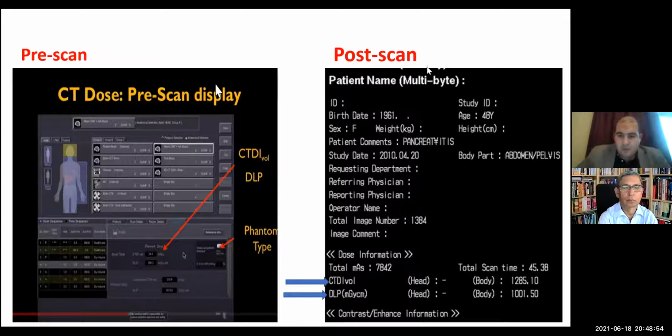Also, post scan, after scanning the patient, you will get this summary page. All details are there: study date, everything about the patient. And also here you will get DLP and CTDI volume. DLP, dose length product, here is 1001.5. So you can use DLP if a pregnant patient comes to your center and you want to estimate the patient dose or the fetal dose.